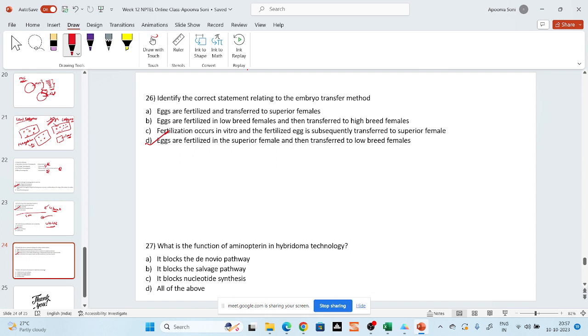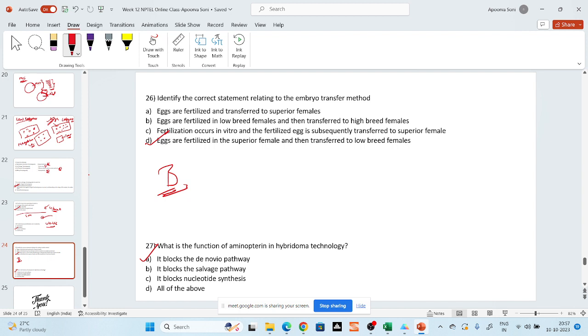Yeah, it blocks the de novo pathway. So, aminopterin blocks the de novo pathway, but the salvage pathway is still available, which can be used by the B cells. But myeloma cells do not have the salvage pathway. Therefore, since myeloma cells do not have the salvage pathway and the de novo pathway is also blocked, myeloma cells will die.